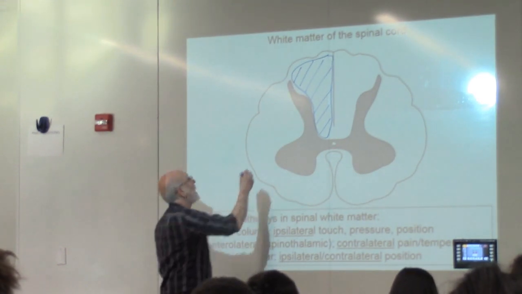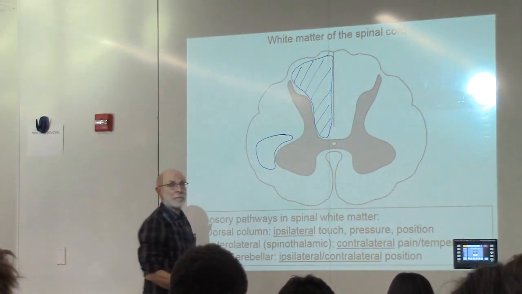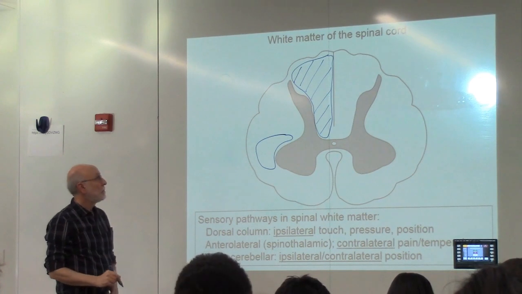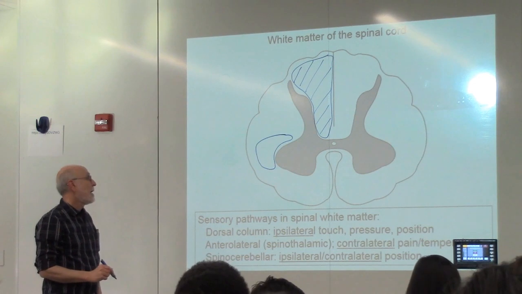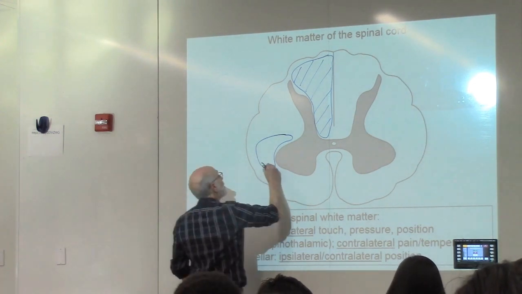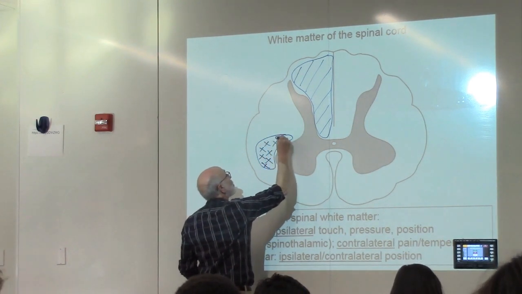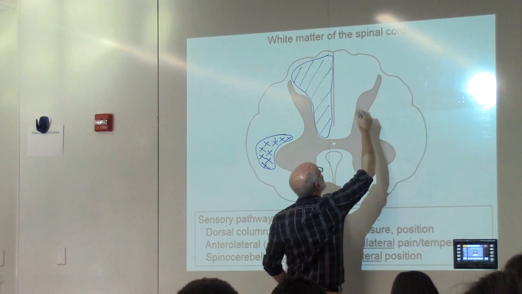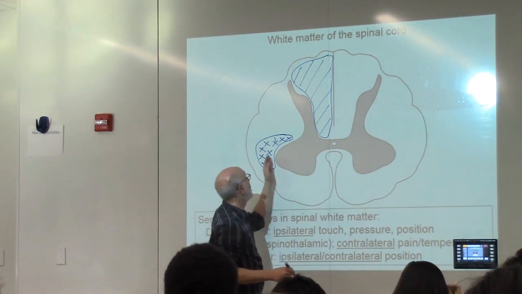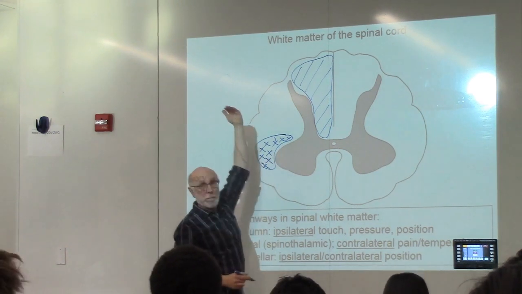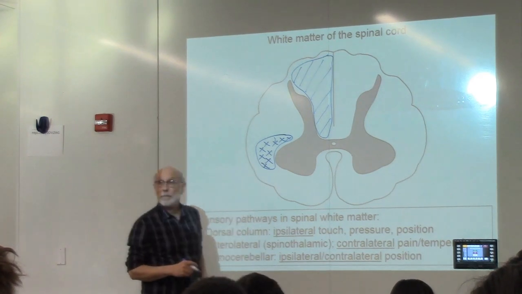We have the anterolateral column on the right side. Of course, there's an equivalent one on the left side. And that's carrying contralateral pain and temperature information because of the crossover when the neurons entered and then formed a synapse, and then the secondary neurons crossed over and went up this column.